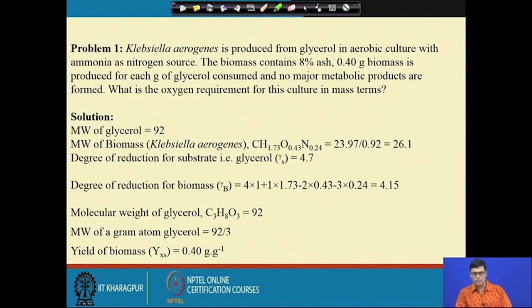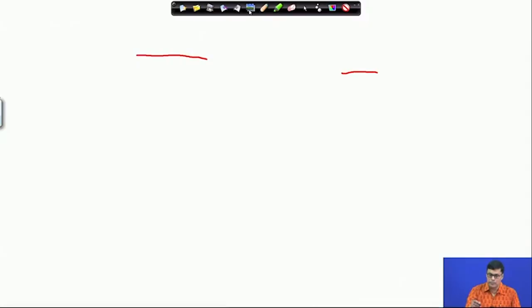So basically, this equation deals with glycerol being used as a carbon source for the production of biomass, and the biomass that is used is Klebsiella aerogenes, the cell mass. And in this process, 0.4 grams of biomass is produced per gram of glycerol. Now, the question comes, how can we solve this problem? Let us try this.